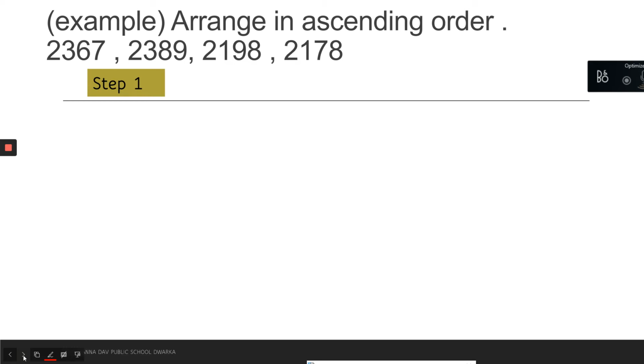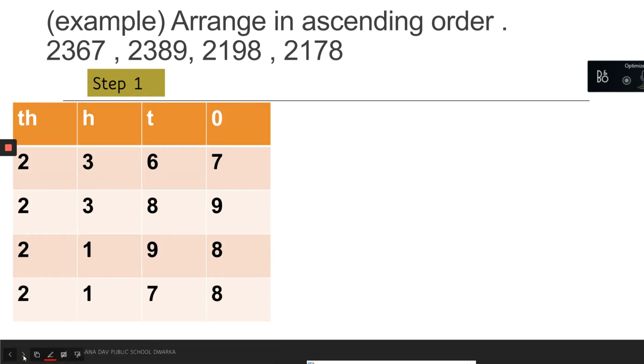Here, step 1 is to arrange the numbers column wise. The first step is to start looking at the greatest place, that is 1000. But here all the numbers are the same, all the digits are 2. So what will we do now? Yes, we will move to the next place, that is 100. Now look at this, children. We have 3 two times and 1 two times.